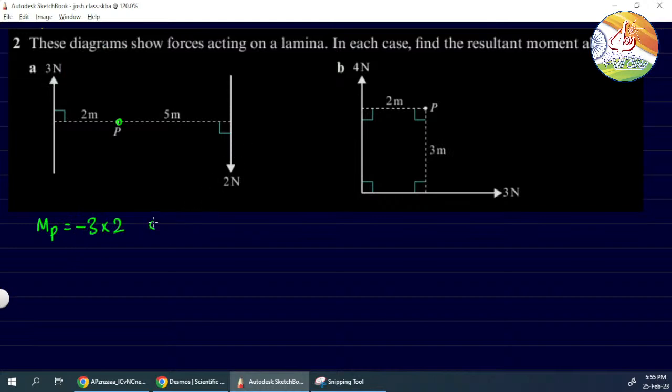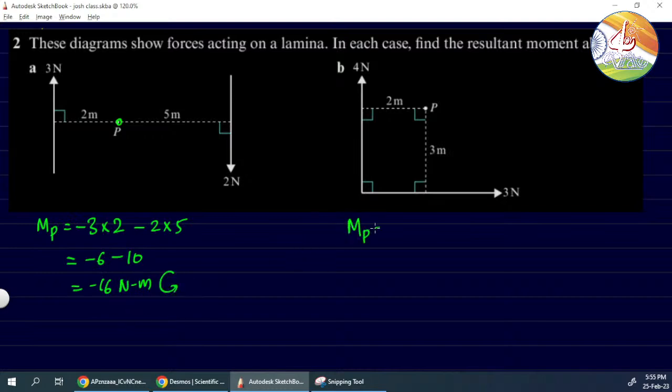The next force is 2, perpendicular distance is 5. Is it clockwise or anti-clockwise? This is clockwise, so minus again. So the total moment will be 6 plus 10, so minus 16 Newton meter. Minus means it is in clockwise direction.